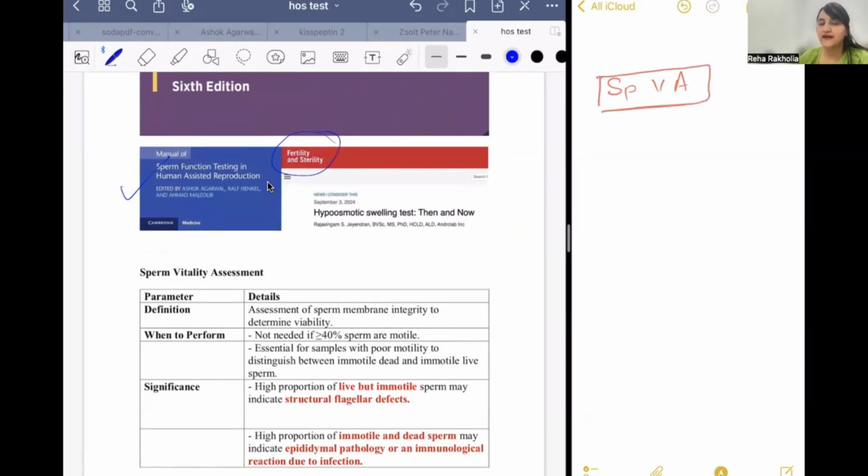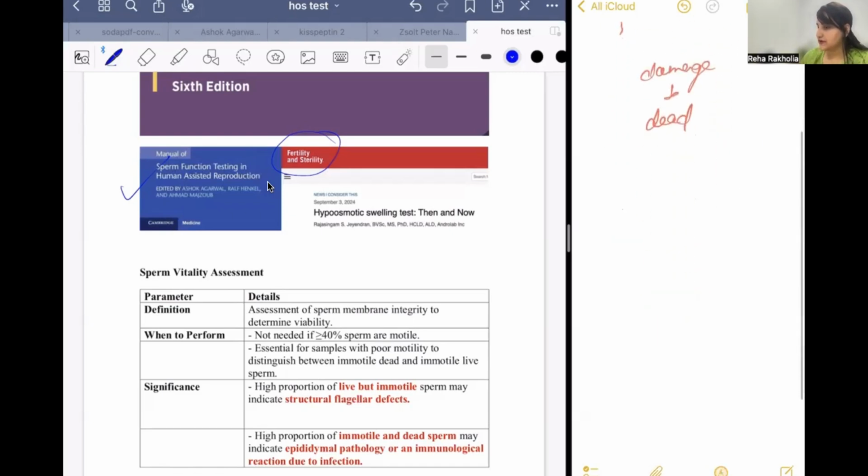What is sperm vitality assessment? This test helps us find out if sperm are alive or dead by checking their outer membrane. If the cell membrane is intact, sperm are alive. If the sperm membrane is damaged, it means sperm are dead.